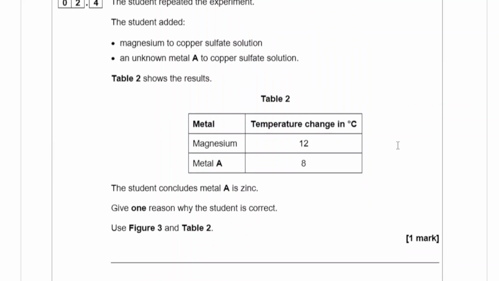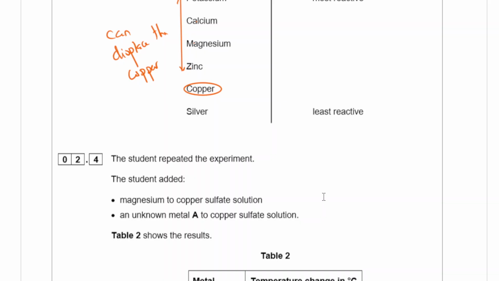So result 2, table 2 shows the results. With magnesium, the temperature change was 12 degrees. Metal A only changed by 8 degrees, which indicates metal A is less reactive than magnesium. If it was more reactive, then the temperature change would be higher. So the only metal that looks like it has reacted is zinc here, because that's below magnesium.